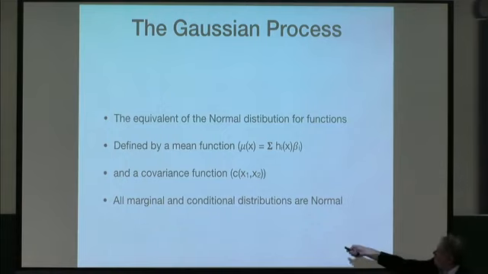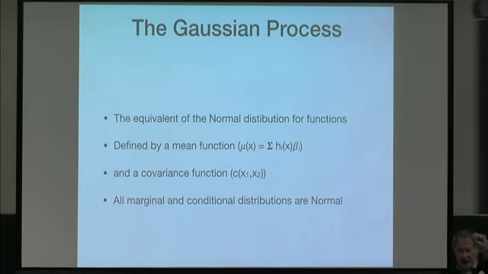And a covariance function, which gives you the covariance between a point here and a point here. So how are those two points connected? There's the mean that gives you the sort of deterministic connection between them, and there's the probabilistic connection between these two that's given by that covariance function. And all marginal and conditional distributions are normal. So every time we take a sample from this thing, it has a normal distribution.